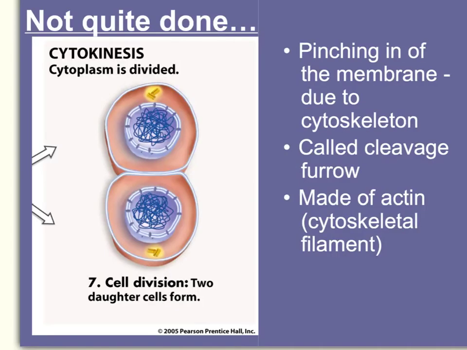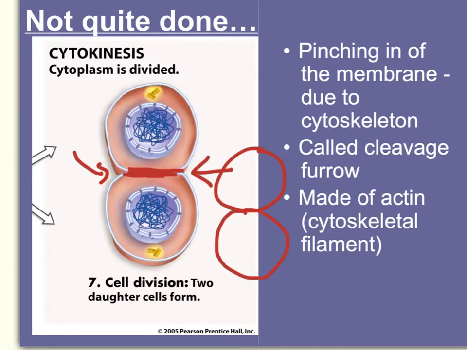We weren't quite done. There's another last part of this, cytokinesis. Cytokinesis is where we actually have the membranes pinch off. So in mammalian cells, you actually get a ring around the inside of the cells, and they're not showing you here, but it's actually part of the cytoskeleton that gets shorter and shorter, and so you end up with the cells getting less and less connection until they finally pinch off. And then you have two new cells. This place where I've marked the arrow is called the cleavage furrow. And that cleavage furrow is generated by actin, which is one of the cytoskeletal filaments that we talked about, the smallest of cytoskeletal filaments.